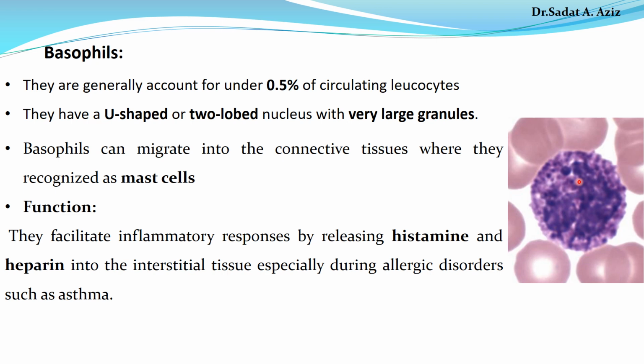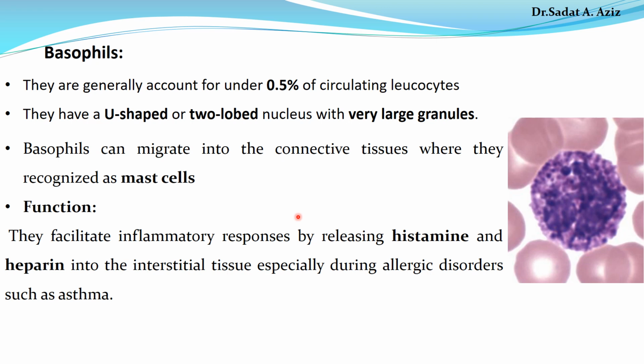So basophil can migrate into the connective tissue where they are recognized as mast cells. So mast cells are the basophils within the tissues. So basophil is normally circulated within the circulatory system. When it gets into the tissues, so they can be recognized as what? As mast cells. So what is the function of the basophils?